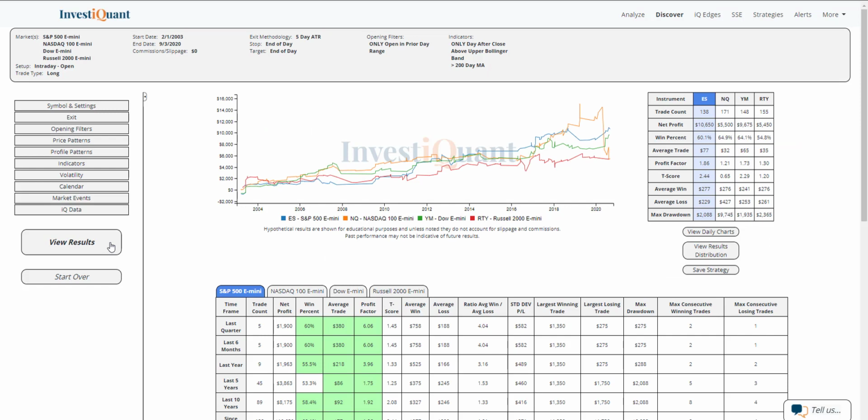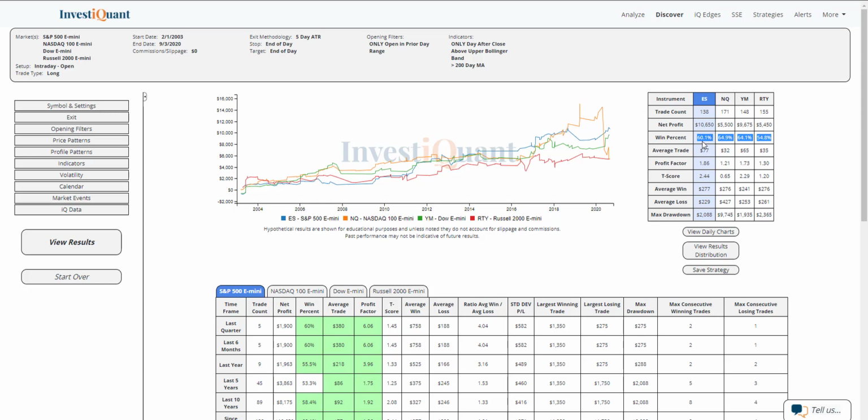And here we go. So these are the results of going long at 9:30 a.m. Eastern Time, exiting at the close 4:15 p.m. Eastern Time when you open within the prior day range after a close above the upper Bollinger Band and above the 200-day moving average. So historically, the S&P has 138 samples of this pattern. The NASDAQ has 171, the Dow has 148, and the Russell has 155. So nice sample sizes here across all of them, and win rates fairly strong on these as well.